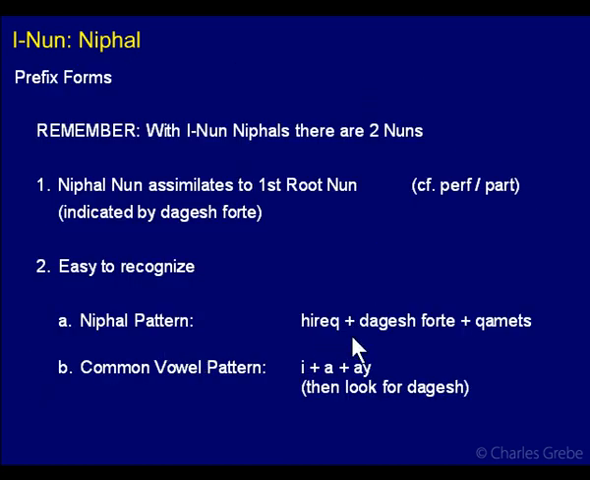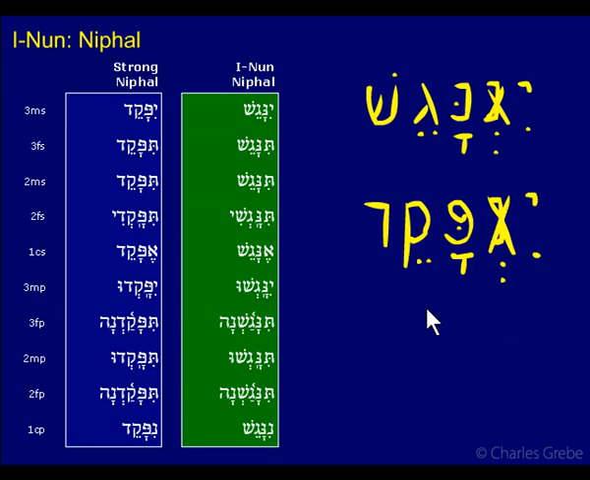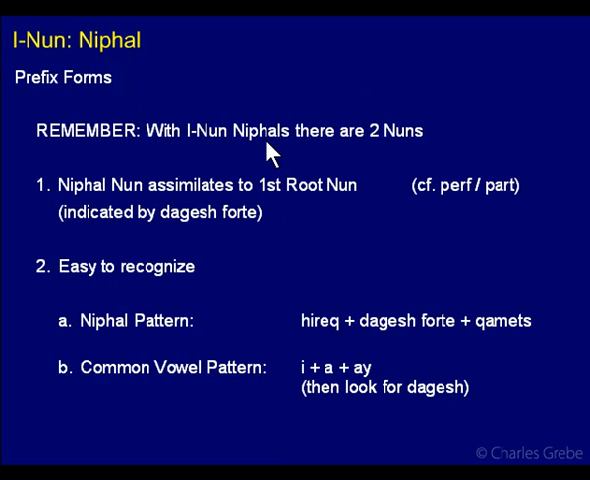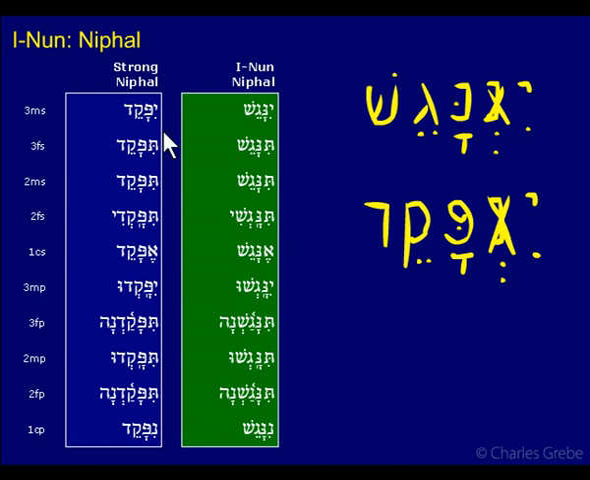The Niphal pattern is there. You have hireq plus dagesh forte plus qamets. Hireq, dagesh forte, qamets. Okay. Or the way I think about it, the vowel pattern that you hear and that you see as well. I, a, then look for dagesh. So you have I call these the I, a verbs plus dagesh. So everything's completely regular.